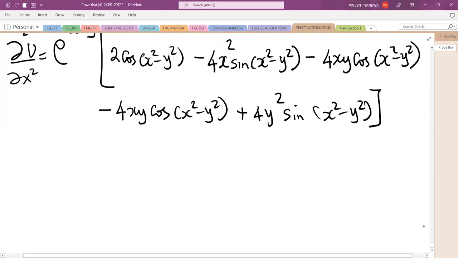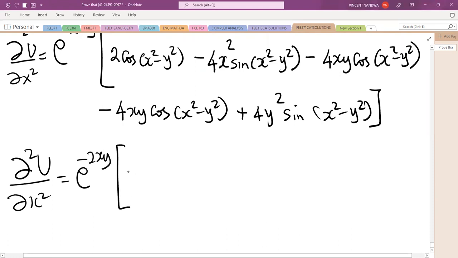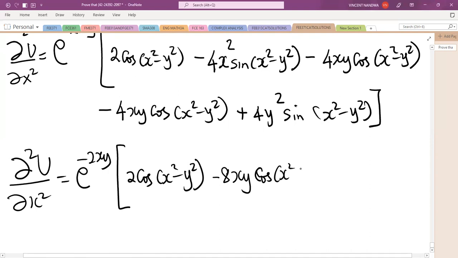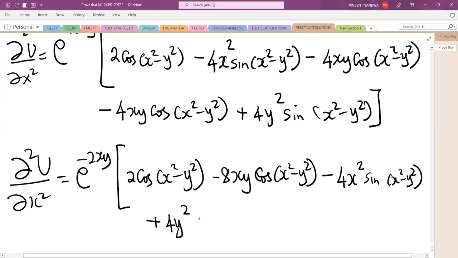So then we can put like terms together. Say partial squared u partial x squared is given by e raised to the power minus 2xy times 2 cos of x squared minus y squared. Now I'll say this and this will have minus 8xy cosine of x squared minus y squared, and then minus 4x squared sine of x squared minus y squared, and then plus 4y squared sine of x squared minus y squared.